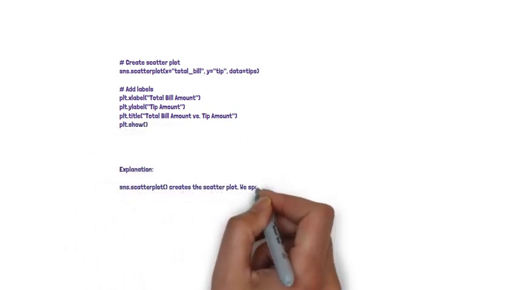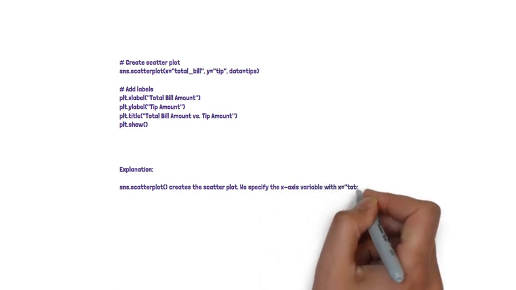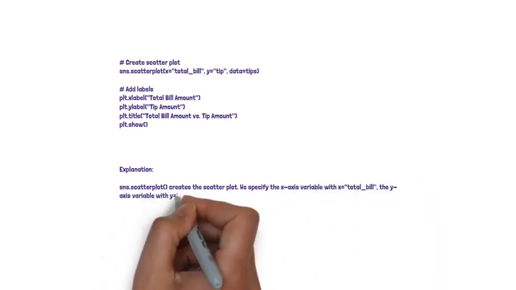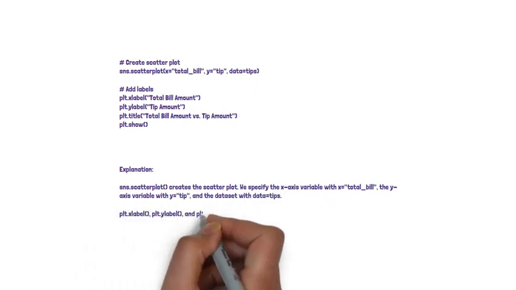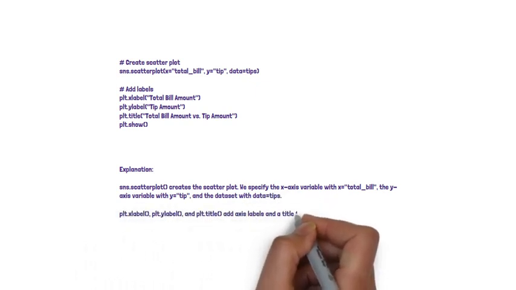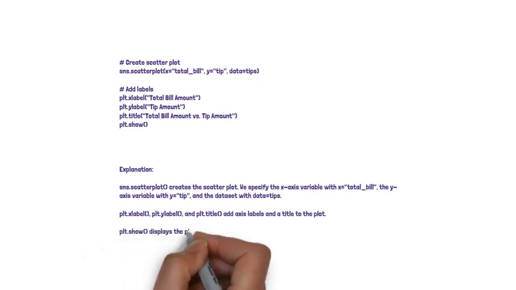data equals tips. plt.xlabel, plt.ylabel, and plt.title add axis labels and a title to the plot. plt.show displays the plot.